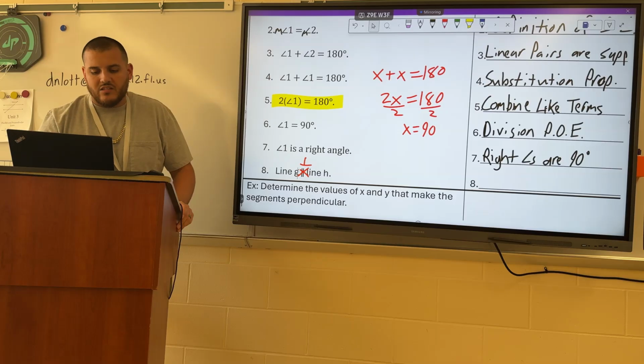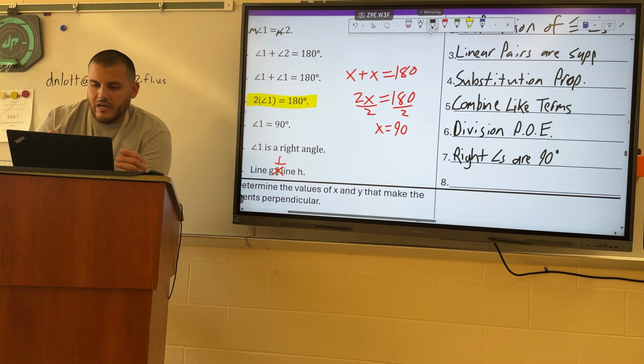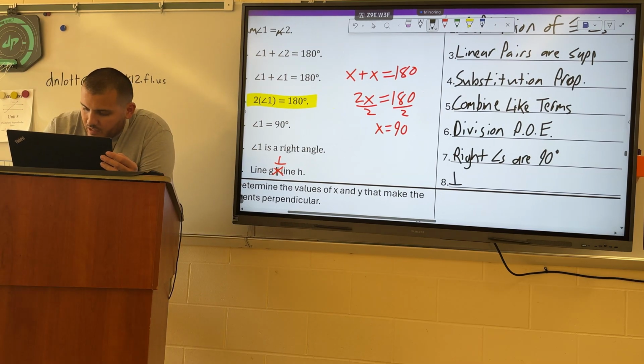All right, so just like our last proof, because I proved angle 1 was a right angle, I can say the lines are perpendicular because perpendicular lines intersect at right angles.